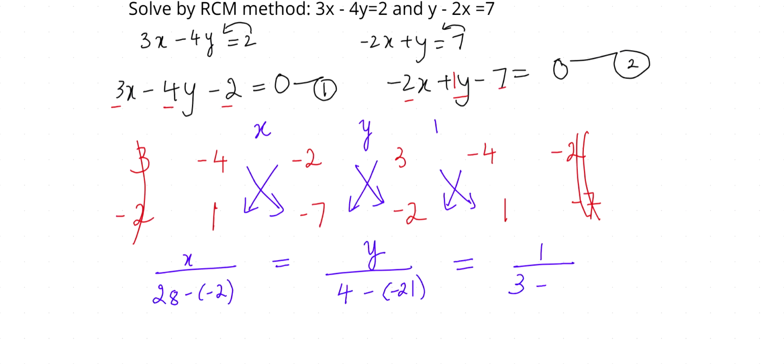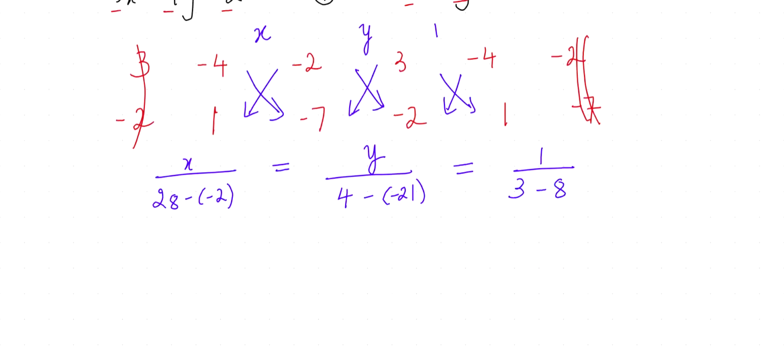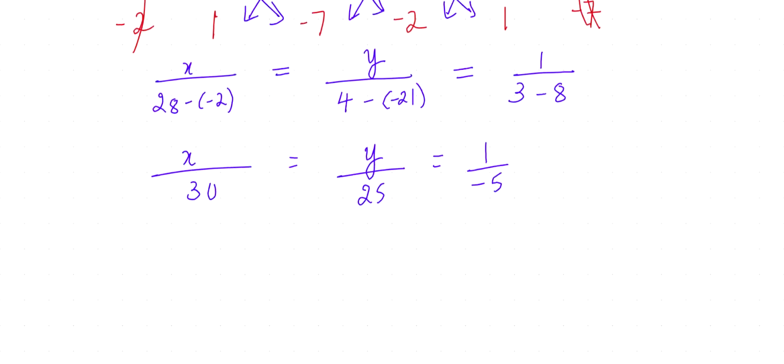So let's go down. x upon 28 plus 2 is 30, is equal to y upon 4 plus 21. Minus of minus is plus. 4 plus 21 will give you 25, is equal to 1 upon negative 5. And now you have to just take these two equations together, and these two.